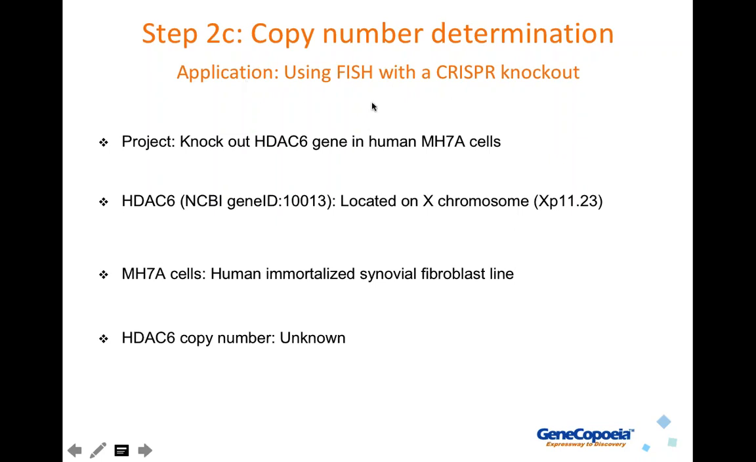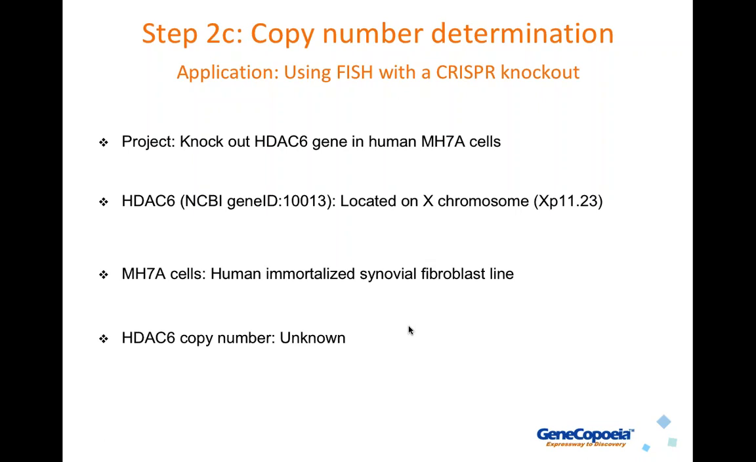And I'm going to go over an application where we used FISH with a CRISPR knockout. This is a project that we did for a customer a while back, which was to knock out the histone deacetylase 6, or HDAC6 gene in the human MH7A cell line. HDAC6 is a gene located on the X chromosome in humans, and MH7A cells are human immortalized synovial fibroblasts. So when we took this project on for the customer, we asked them, well, how many copies of your gene are in the cell line?